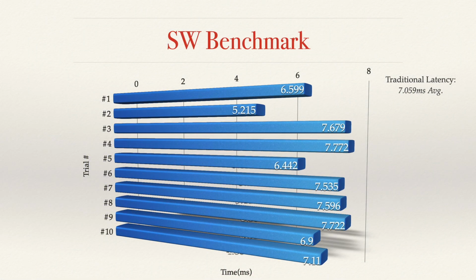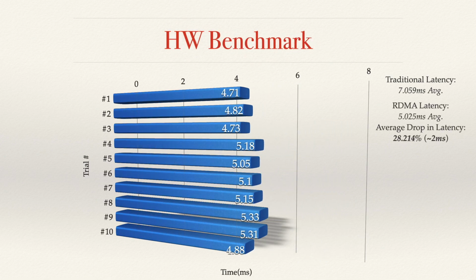Now moving on to the real deal, the numbers and the stats. For both our software benchmark and the hardware benchmark, we had a total of 10 cases that we studied and we arrived at these conclusions. In case of our software benchmark, the traditional latency came close to around 7.059 milliseconds on an average. And when you see the hardware benchmark, there was a tremendous drop in the latency and the performance also increased because of this.